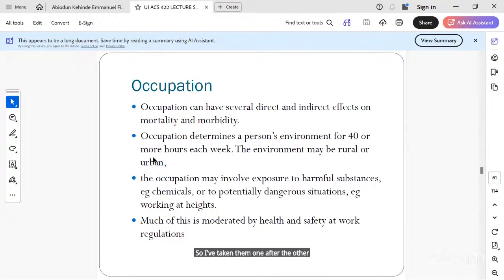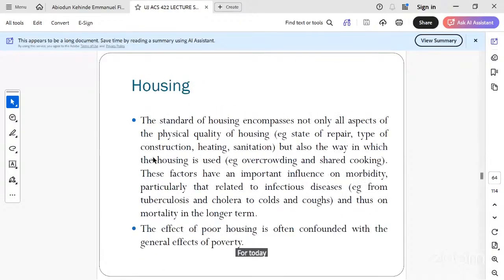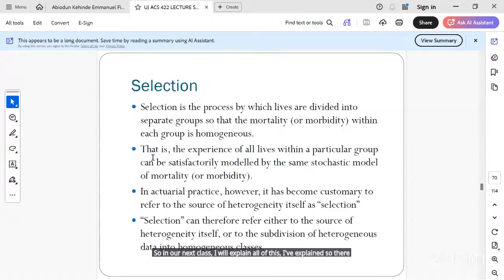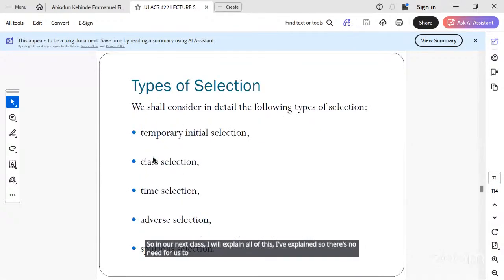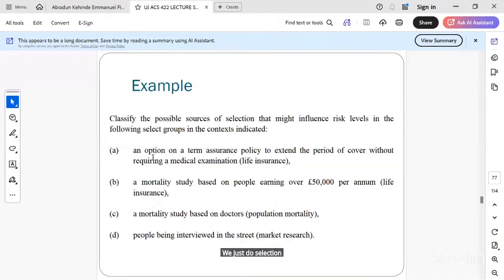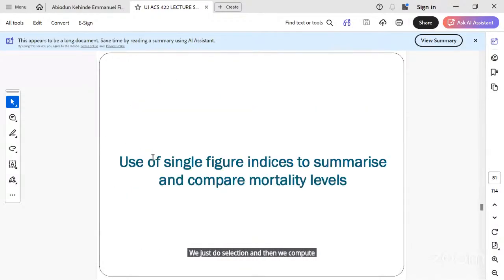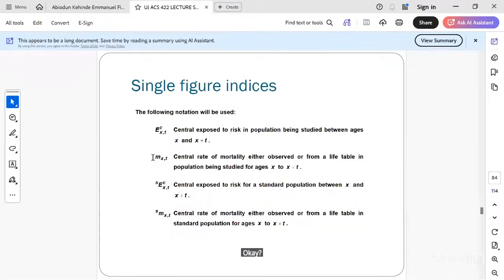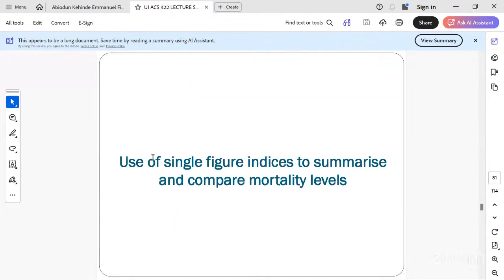I will explain them. So I will want us to stop here for today. In our next class, I've explained all of this, so there's no need for us to start. We'll just do selection and then we will compute. We'll do the calculation of the rates. Okay, in our next class on Friday.